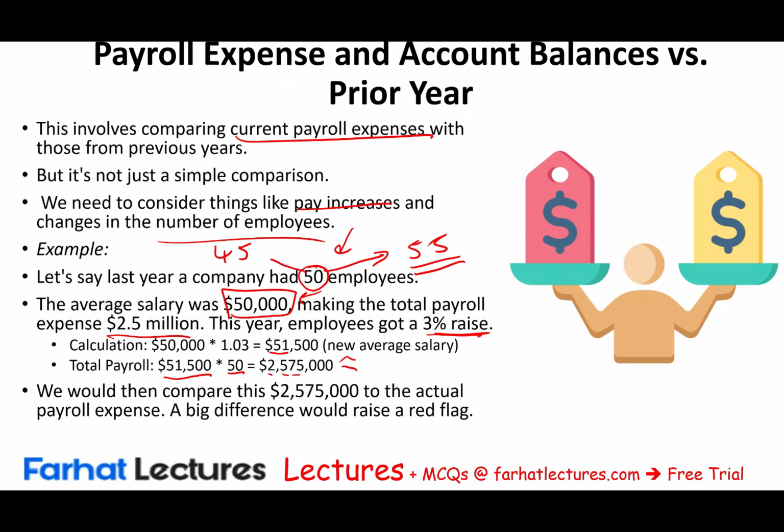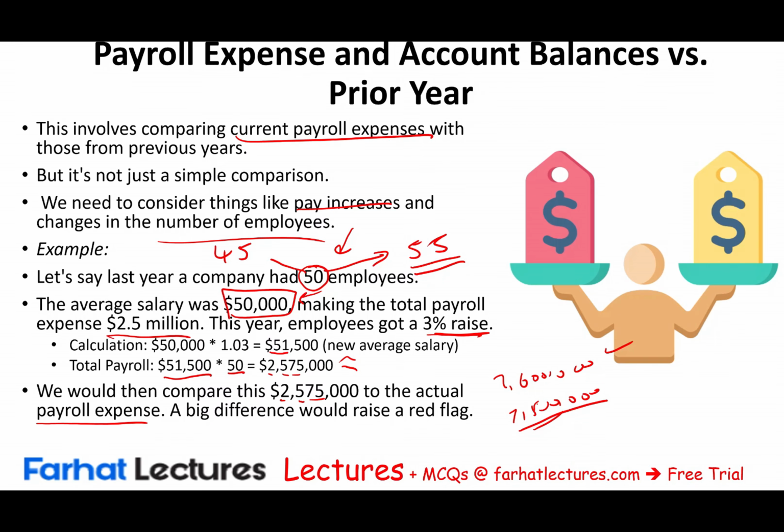So we would expect to compare 2,575,000 to the actual payroll expense. And a big difference would raise a flag. If the amount was 2,600,000, well, we can say we are comfortable. If the amount is 2.5 million, we are comfortable. Now, it could be higher or lower.